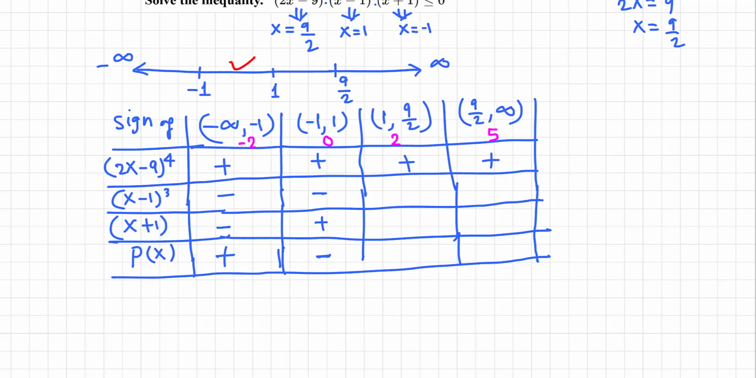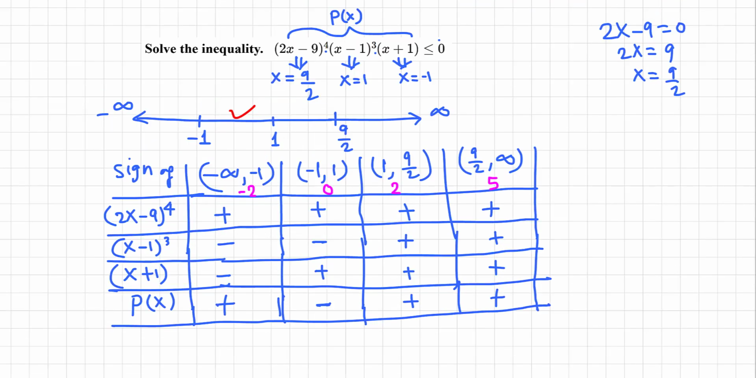Next, do the same thing. So we pick 2. This fourth power part is always positive. 2 minus 1, 1 cubed, positive. 2 plus 1, positive. If we multiply all positives, it's going to be positive. Now we want p(x) to be negative. Last, 5. This one is positive. 5 minus 1, 4 cubed, positive. 5 plus 1, 6, positive. All positive. So only one interval is the solution, because we want this to be less than 0.